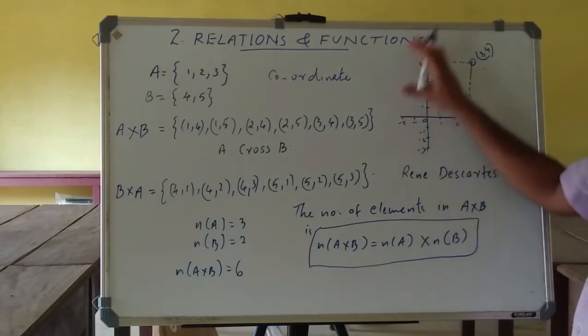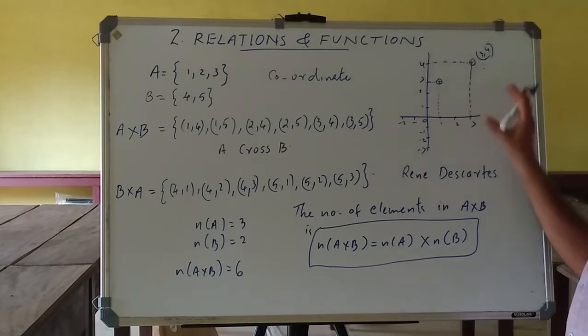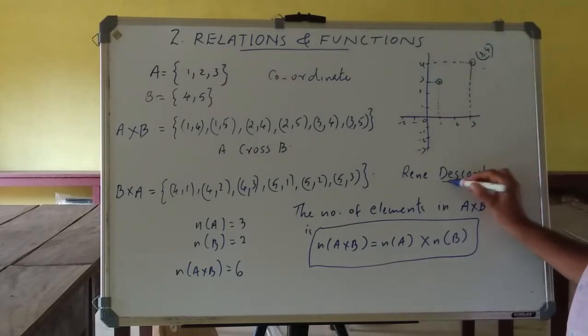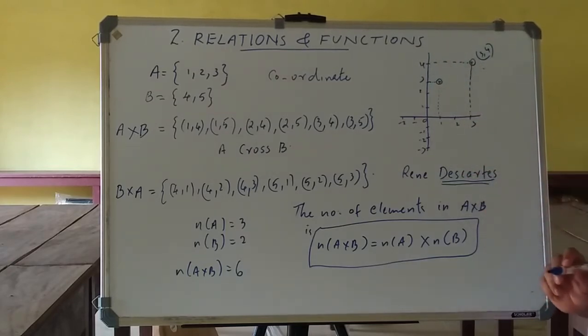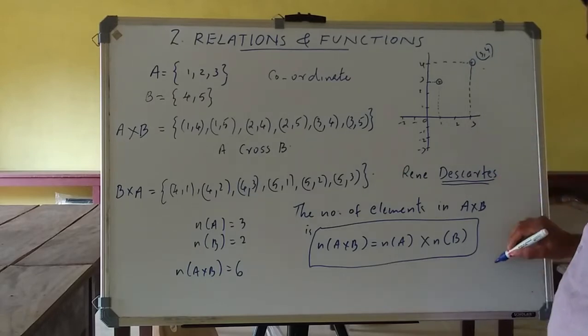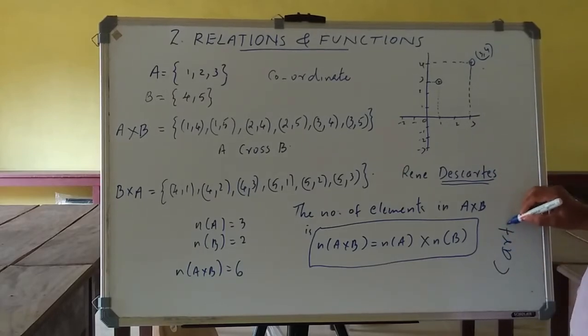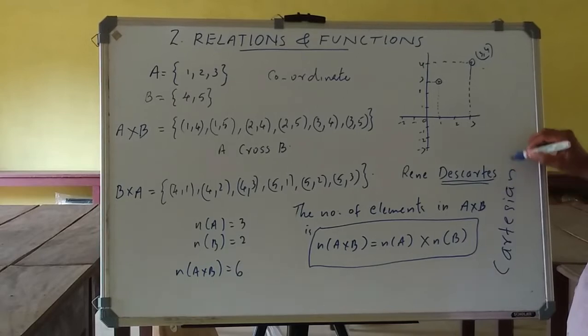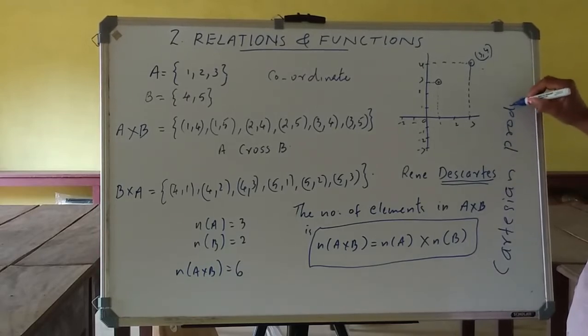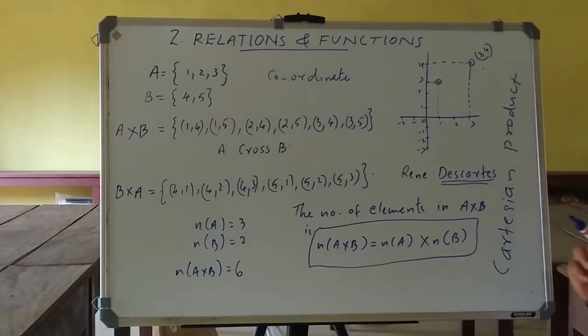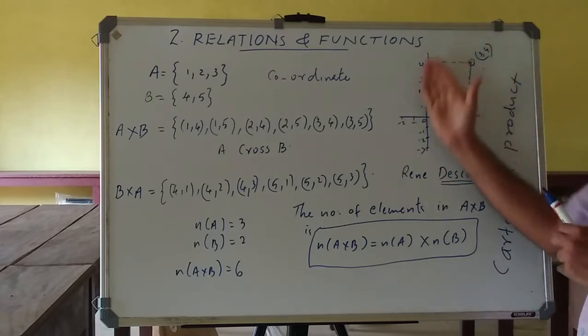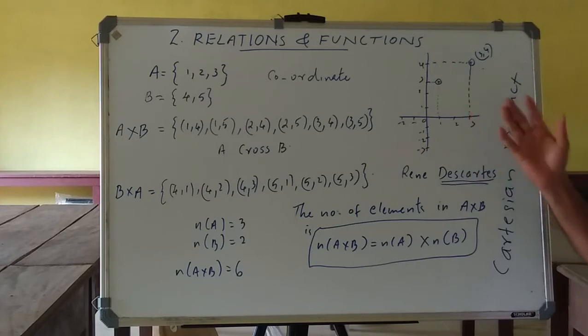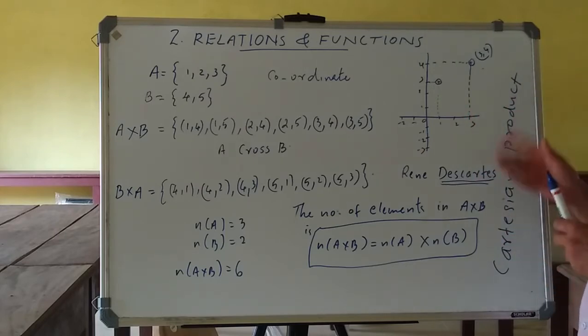And therefore this system of representation is called what? Cartesian product. So this system is represented by the term Cartesian, from the name Descartes. Or this graph paper is called what? Cartesian plane. Okay, anyway, leave it.